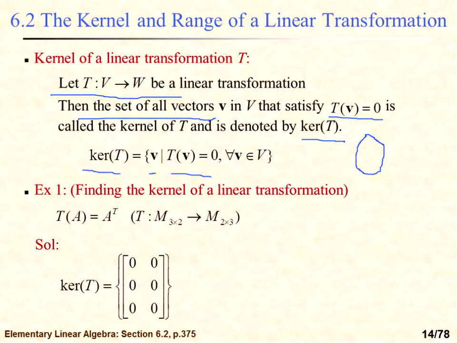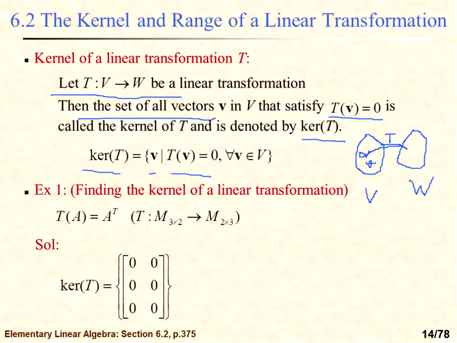For your understanding, we can draw this on a set. According to the definition, the set of all vectors, if for example we have capital V here and W here, then there is a transformation from V to W. It says that the set of all vectors v in V, for example there are some vectors v in V, such that transformation of v is equal to 0.